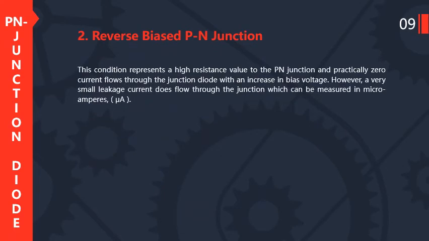This condition presents a high resistance value to the PN junction and practically zero current flows through the junction diode with an increase in bias voltage. Even if we keep increasing the voltage, our current flow will remain zero. However, a very small leakage current does flow through the junction, which can be measured in microamperes.